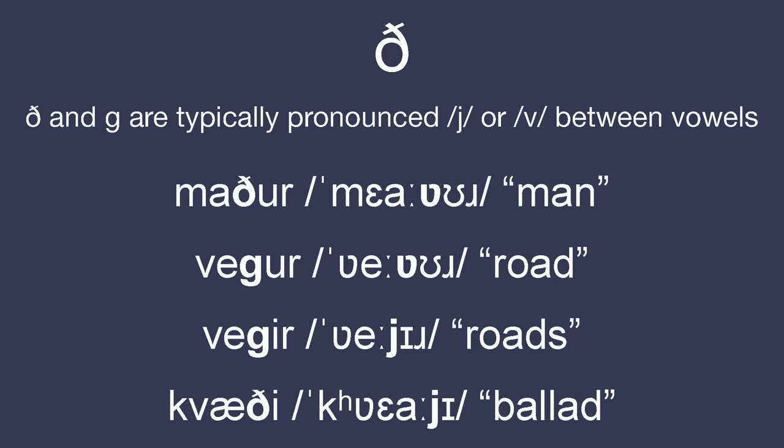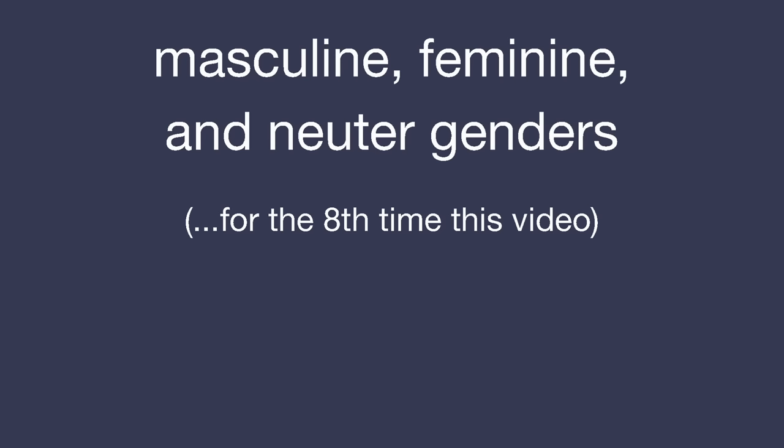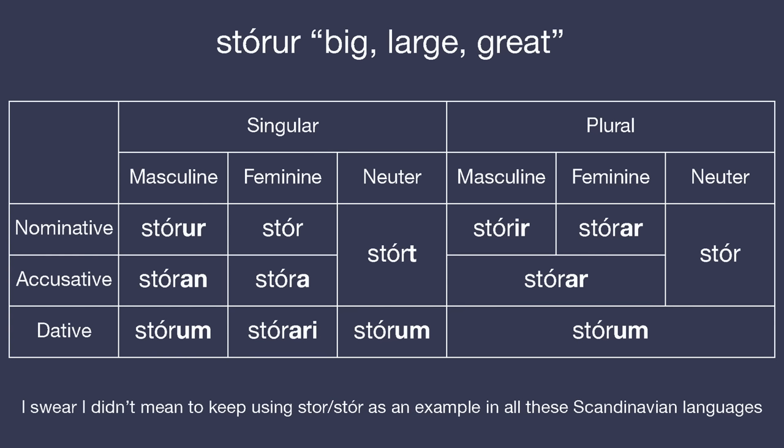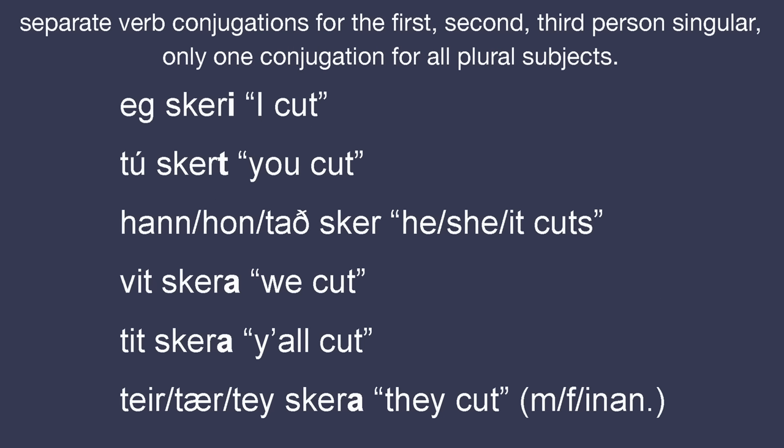While there are no dental fricatives in Faroese, eth is still kept, though it and d are usually unpronounced at the end of words, and intervocalically are pronounced with an inserted y or v. The masculine, feminine, and neuter genders are present in Faroese. The genitive case is now limited, and adjectives generally inflect similar to in Icelandic, minus inflections for the genitive. Definiteness is also suffixed. While verbs have separate conjugations for the first, second, and third person singular, there's only one conjugation for all plural subjects.